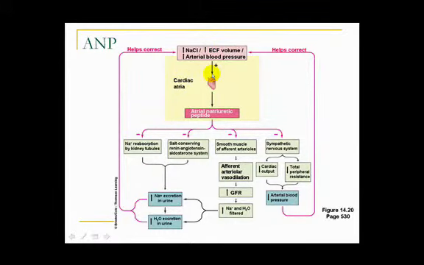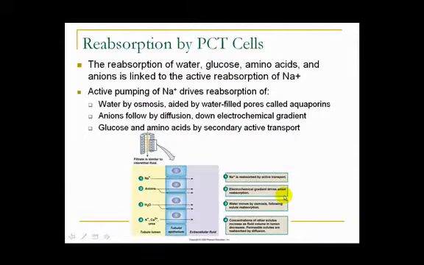And here's just a picture of what the ANP is inhibiting. It's inhibiting sodium reabsorption at the tubules, it's inhibiting the renin-angiotensin-aldosterone system, it's inhibiting the smooth muscle of the afferent arteriole, which causes dilation, which speeds up filtration. And it actually also inhibits the sympathetic nervous system, so that will decrease arterial blood pressure. So that's reabsorption of sodium.